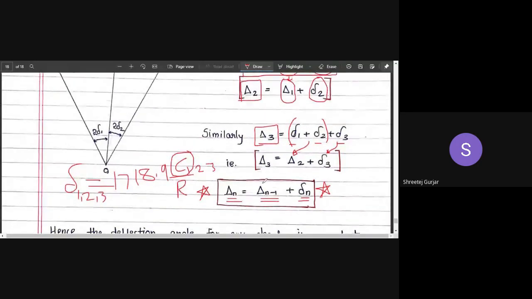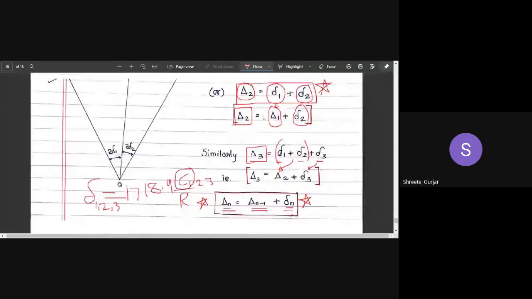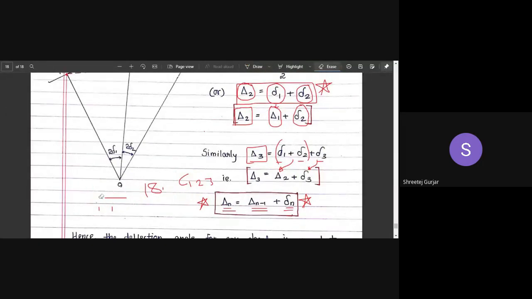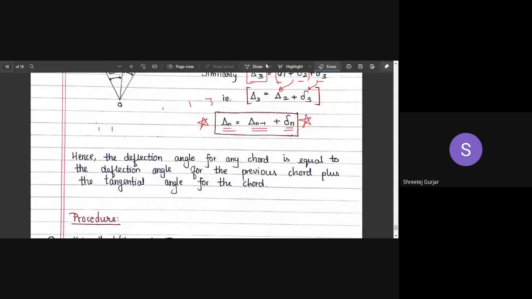So I hope this particular derivation is clear. A few things regarding this derivation: the deflection angle for any chord, as I've told you, is equal to the deflection angle for the previous chord plus the tangential angle for that particular chord.